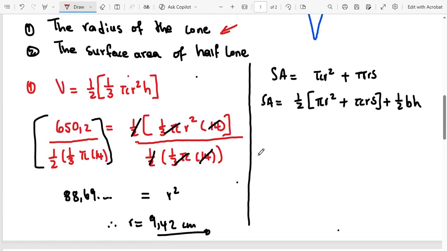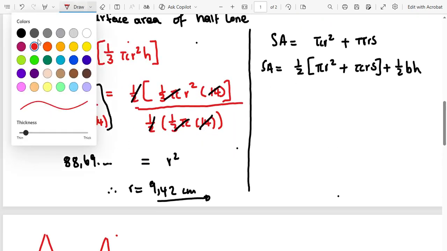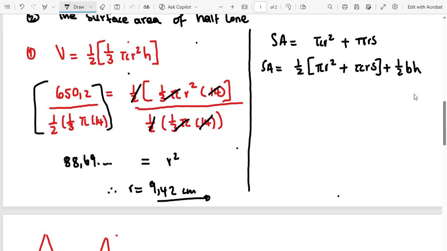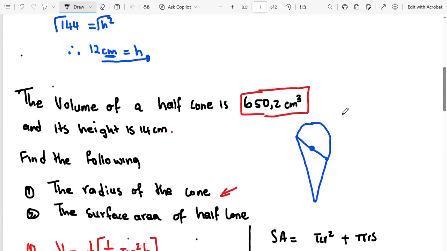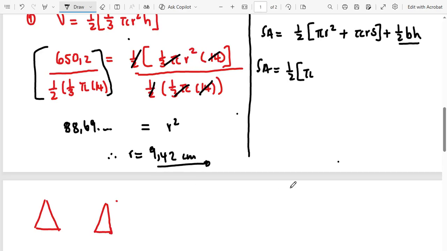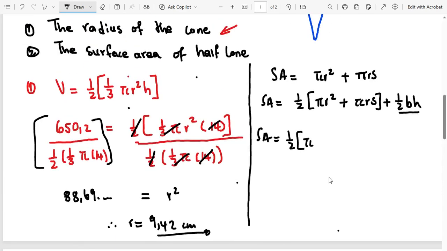So now we're going to add. This is where the trick is, because if you forget to add the area of the triangle, then everything is wrong. To find the surface area, I'll just have to substitute into this formula. That will be pi. And then what is my r? We just calculated r as 9.42. Ladies and gentlemen, this is a 5 marks question.